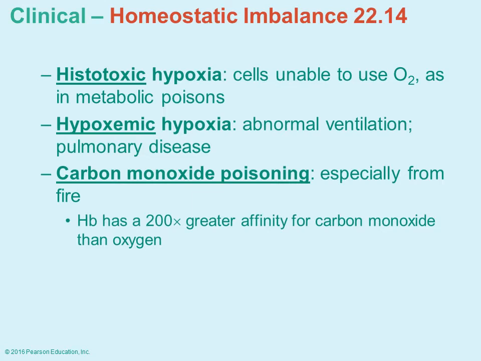Hemoglobin has a much higher affinity for carbon monoxide than oxygen. What does this mean? That means if you have hemoglobin and it can bind, and you're given two choices, if it can bind to carbon monoxide or it can bind to oxygen, it's going to go for the carbon monoxide. Why is this a problem?